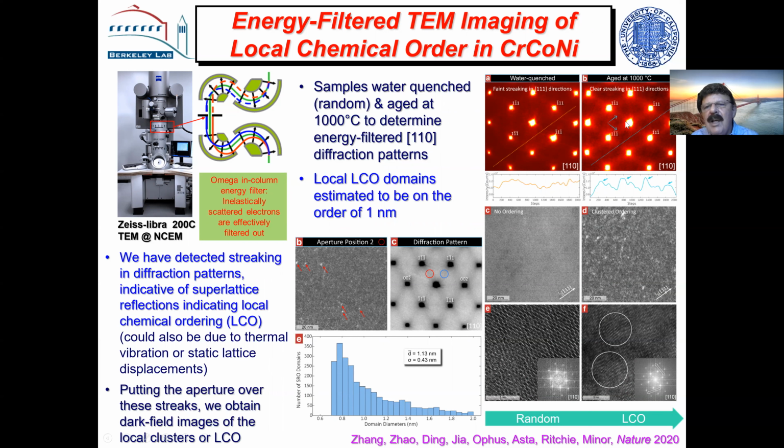You can see the streaking here, which you don't see in what we assume to be random structure. You put the aperture on this, and you take a dark field, and you can start to see these white spots, which are indicative of local order. You don't see it in the one that's basically as quenched. We can deconvolute that and get some notion of local domains of ordering.